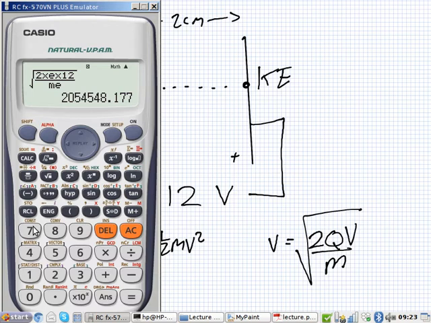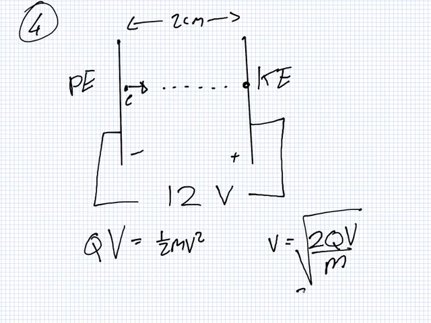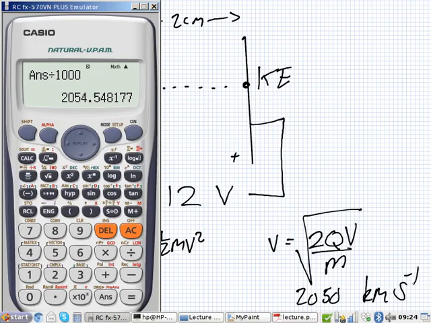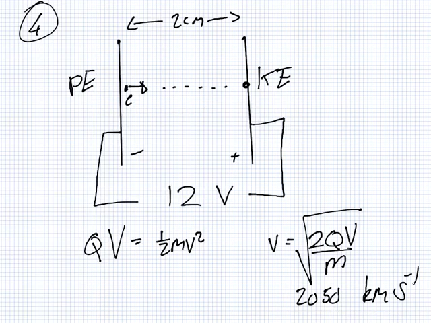Something went wrong for you, I think. Oh, I didn't square root. Kilometers per second. It's a bit slower than just a little.